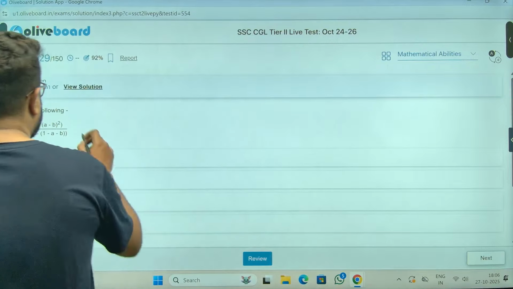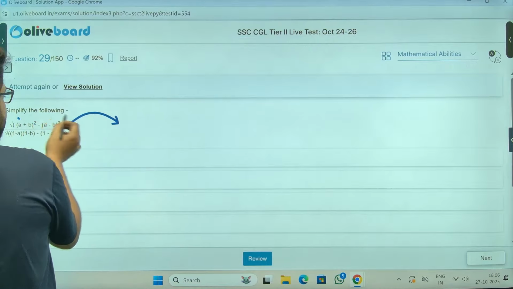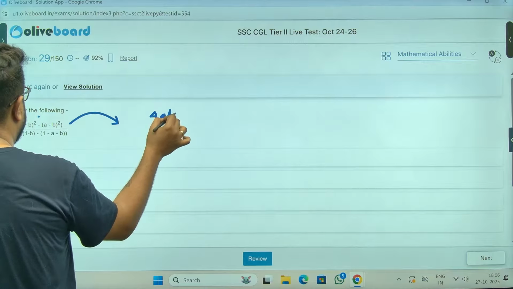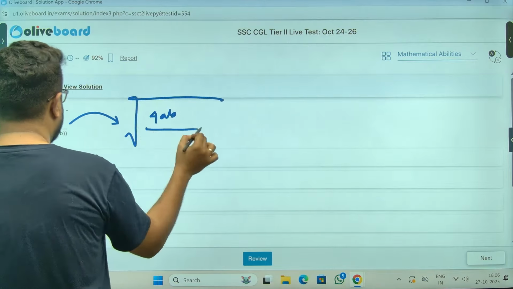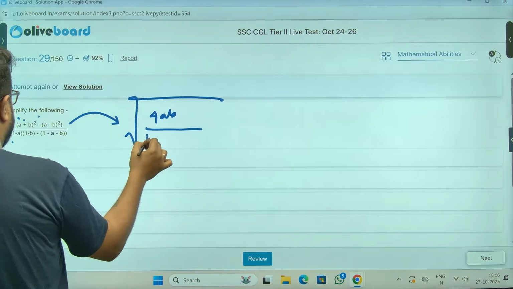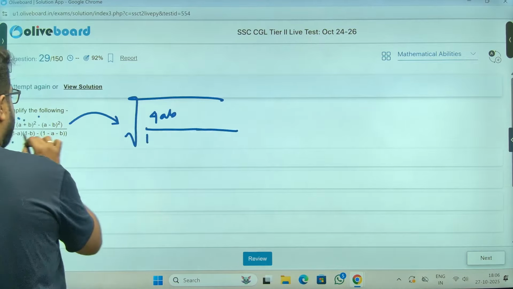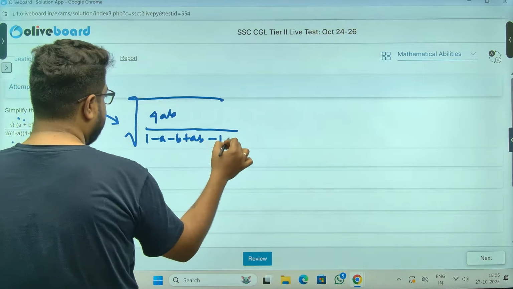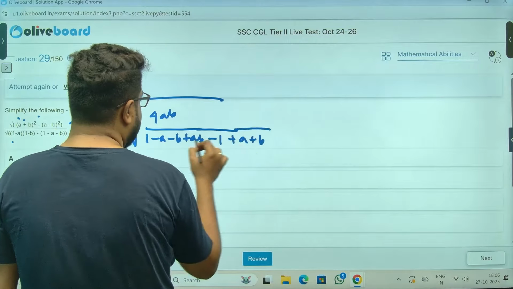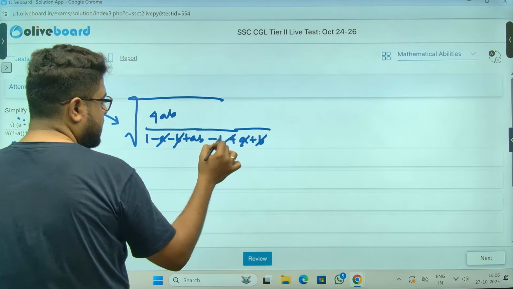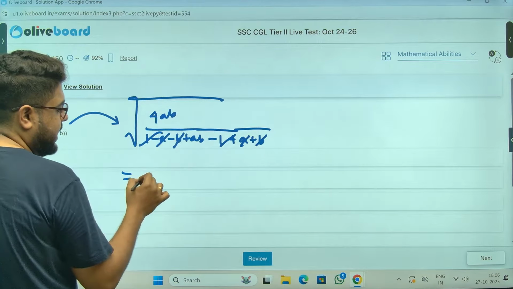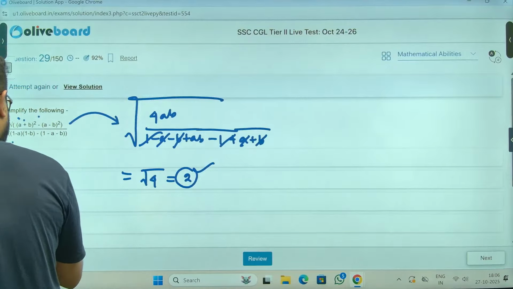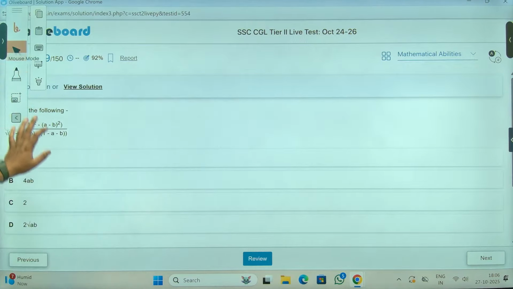Chalo, quickly. This is again very simple. A plus B, A minus B. A plus B whole square minus A minus B whole square is the 4AB formula, and everything is under a square root. And this is 1 minus A minus B plus AB, and minus 1 plus A plus B. Calculate. So this is 4AB by AB, meaning the root of 4 is the answer, which is 2. Which is nothing but option number 2. It's a very, very simple question.